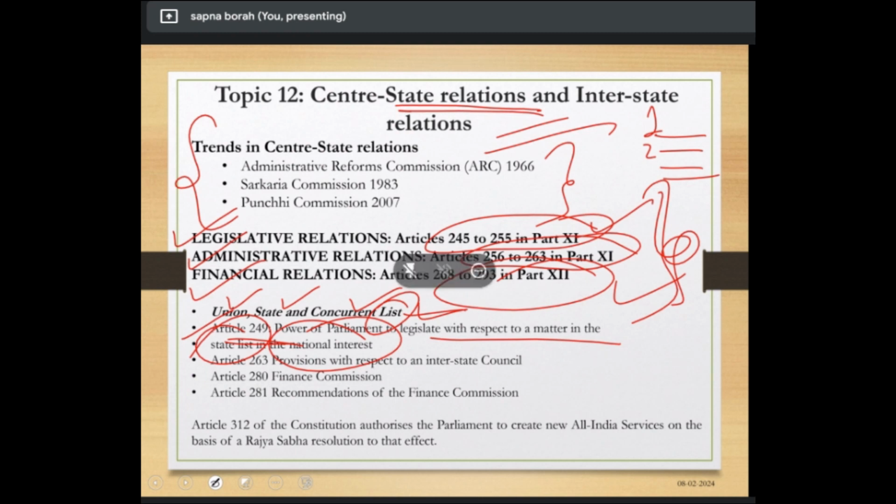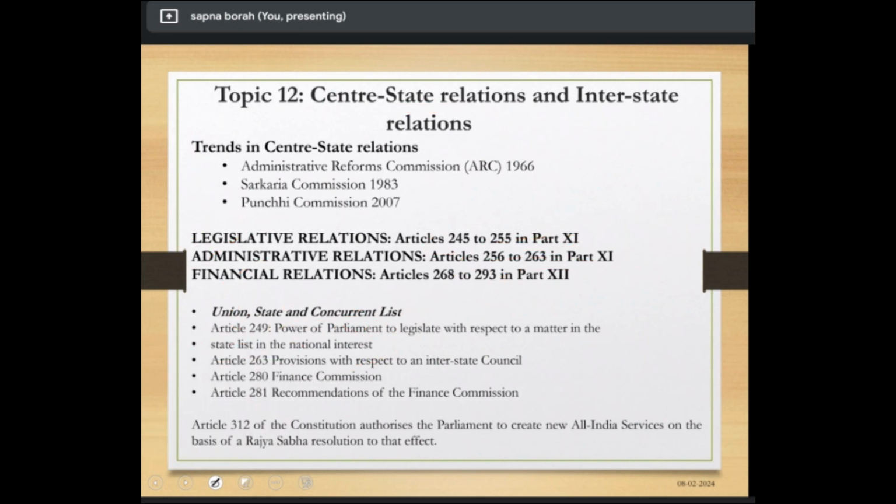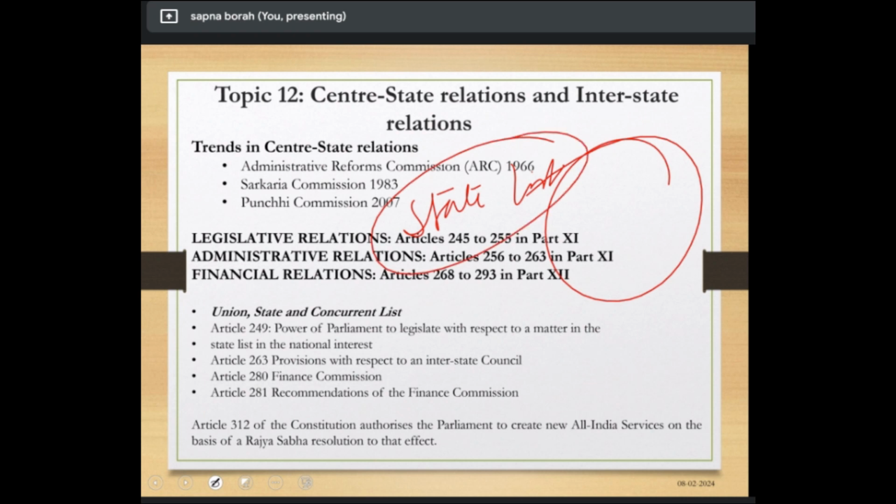Because when you are given the statement, they will write that under Article 249 there is a power of the Parliament to legislate with respect to a matter in the State List, in any topic at any time. No, only when there is a national interest, only when that particular law is applicable to all the states. For example, agriculture is in the State List.